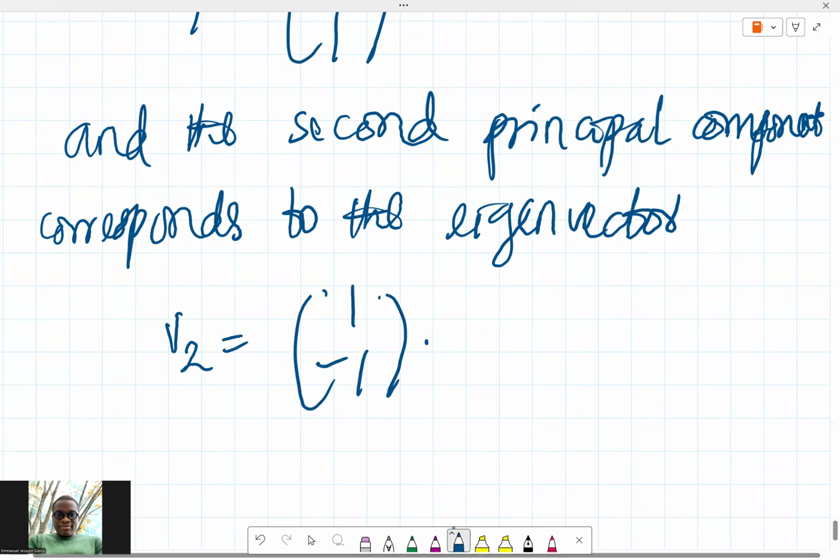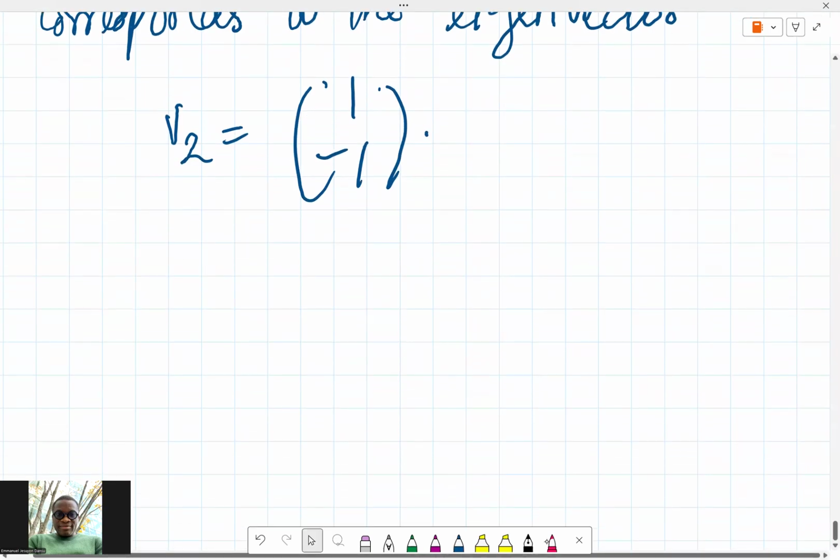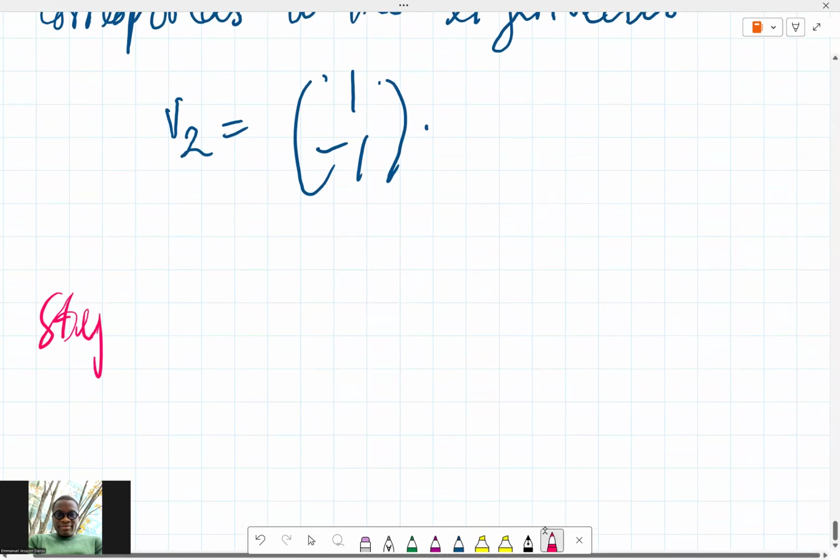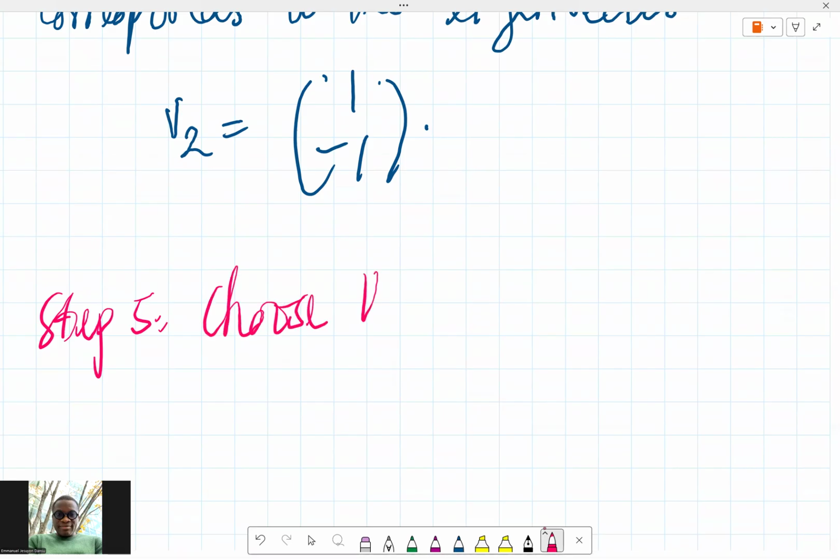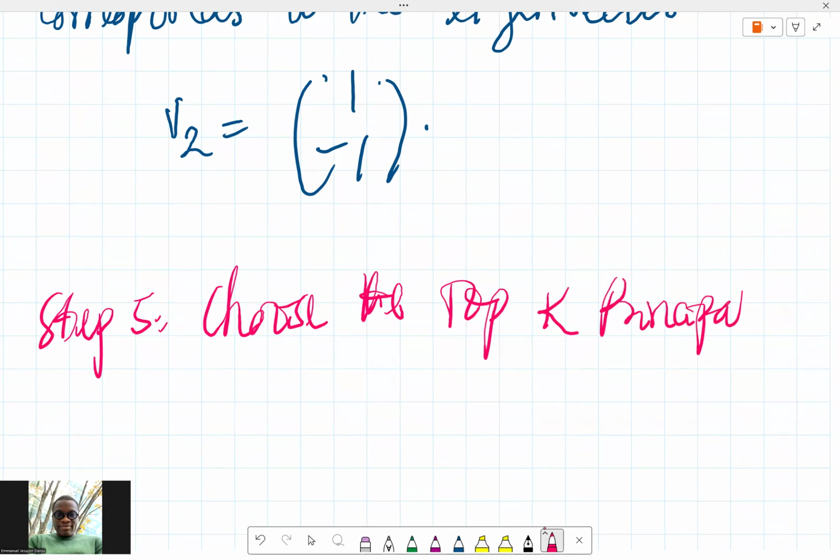If you have more, you can keep arranging them like that. So we can go to step 5 now. Step 5, we can choose the top k principal components. We have only two here, so maybe we can choose only one.